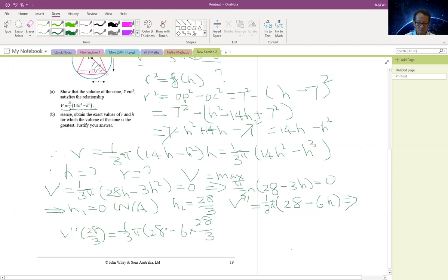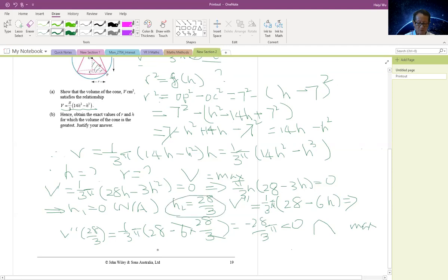All right, let's work it out. This cancels out, so the answer you can see here will be negative 28 times 1/3 pi, which is negative. When the second derivative is negative, our graph will be concave down, so there will be a max. So we prove this volume will be the maximum volume when h equals that.